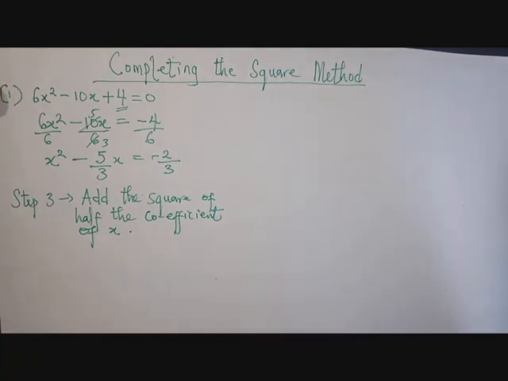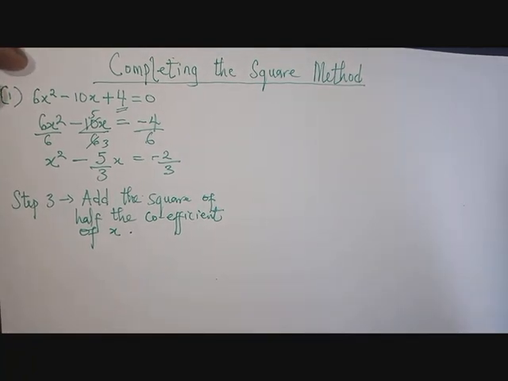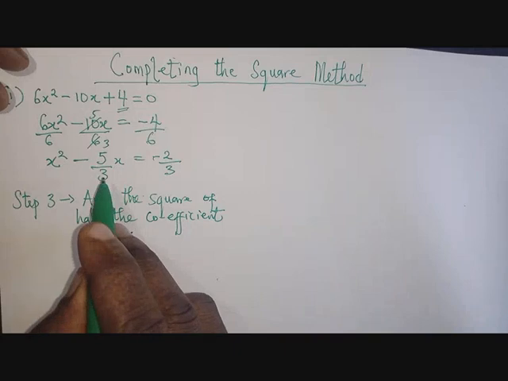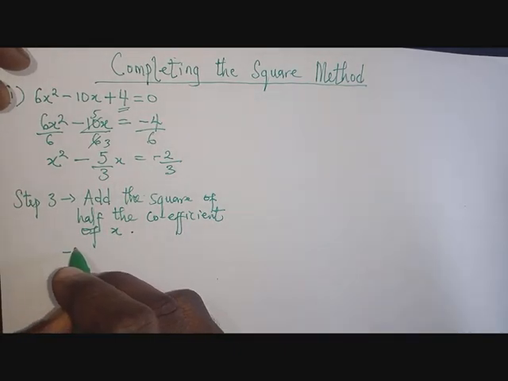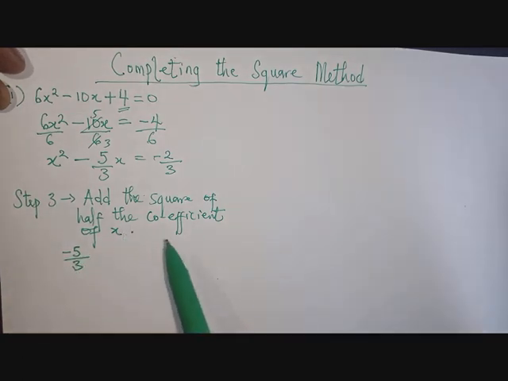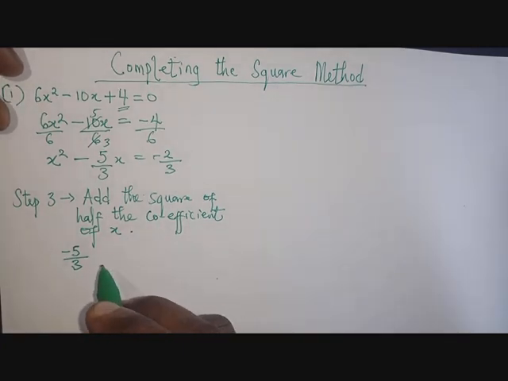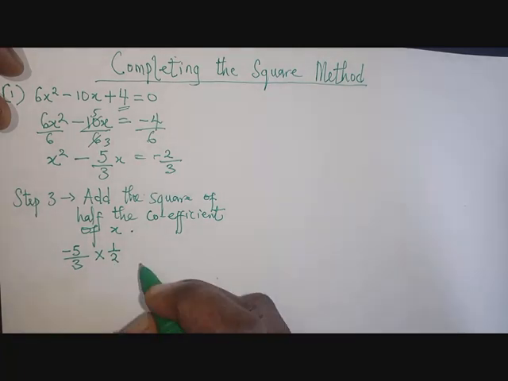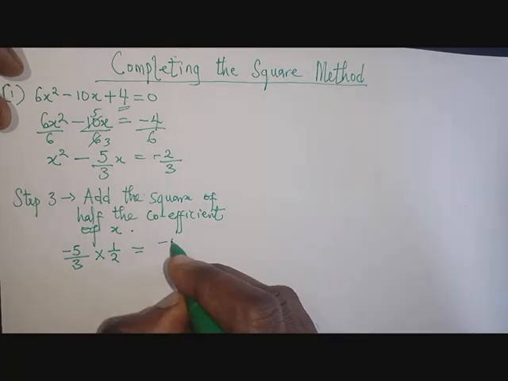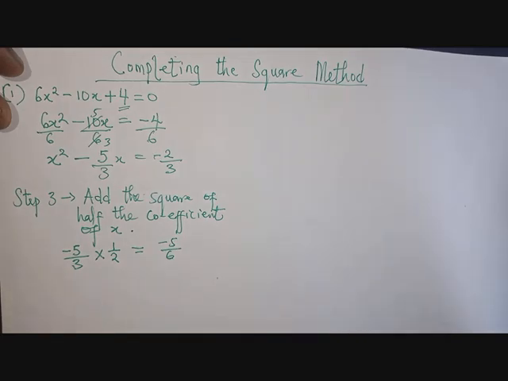So now what is the coefficient of x here? The coefficient of x is minus 5 over 3. Now the step says add the square of half the coefficient of x. So it simply means that we need to halve this first. Half simply means I'm going to multiply it by half. So that's going to give me minus 5 over 6.